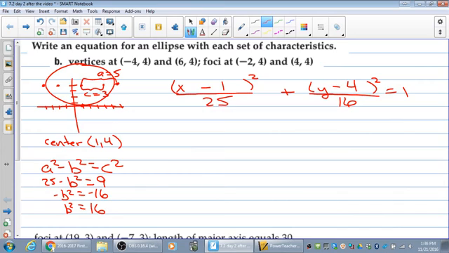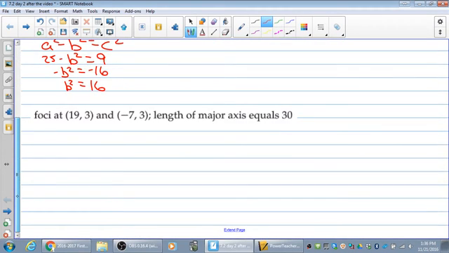Questions on that? All right. Next one. Instead of vertices, they give us a focal point. Well, they kind of do give us the vertices, actually. Now, when you draw the graph, we're not going to get out the rulers and make sure you're accurate down to the millimeter. We just need an idea of what's going on.